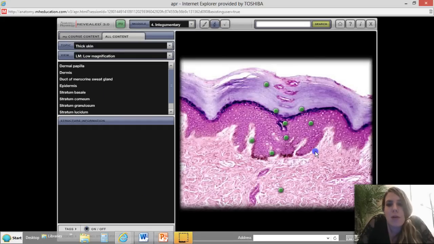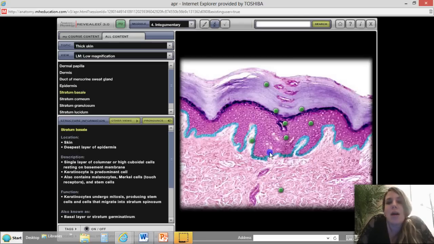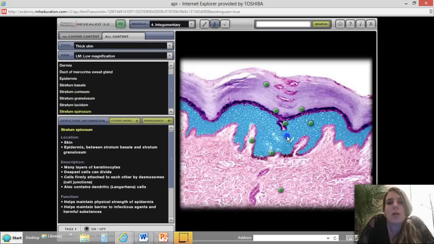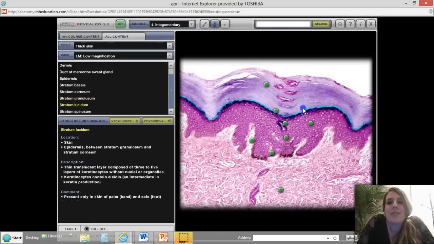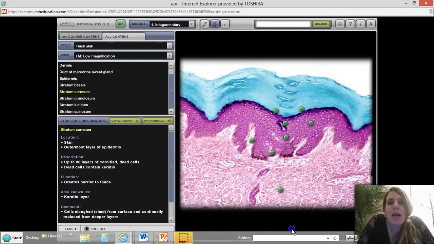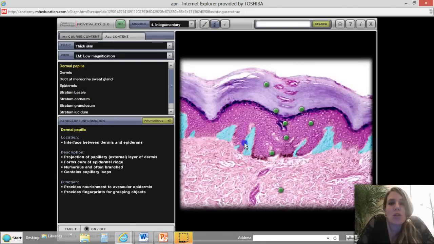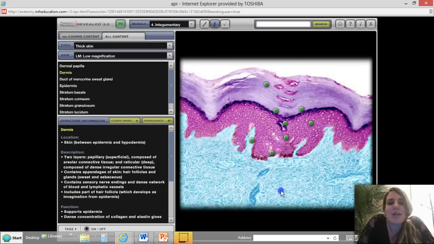So tell me where your stratum basale is. Stratum basale. And this would be your stratum spinosum. And stratum granulosum, and stratum lucidum, and there's your stratum corneum, and this of course is your dermis, so that part right there is your dermal papilla, so you can see the little nipples, right? And down here is your dermis, which is dense irregular connective tissue.